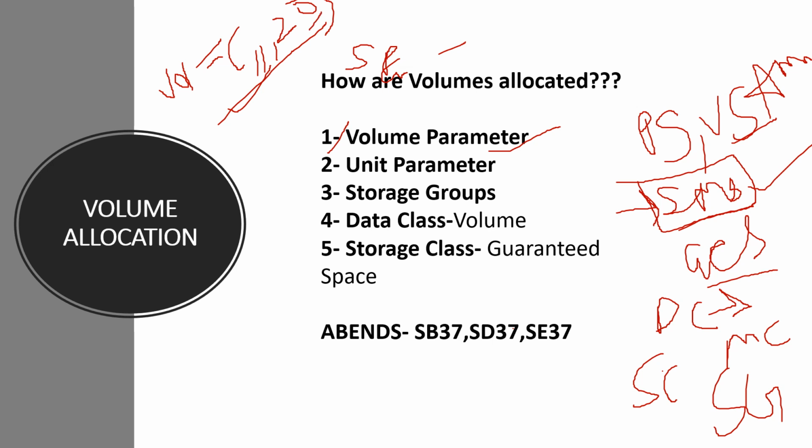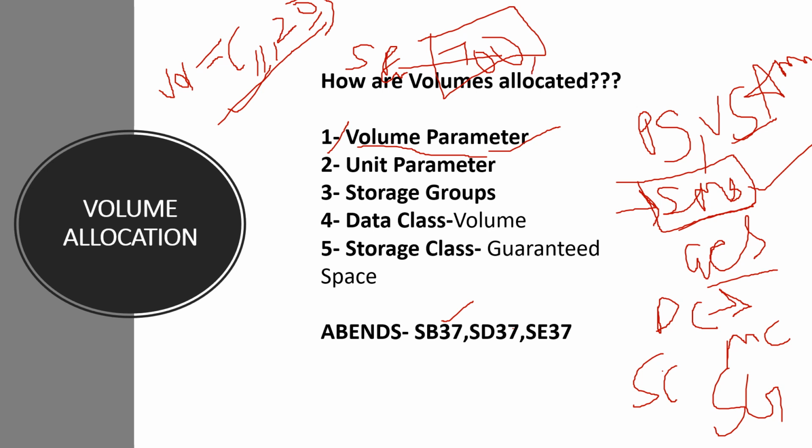Suppose you are facing a batch job failure, sometimes you will see an SB37 abend, which is a space abend. So how do you rectify it? You check the volume parameter, and whether the space is enough, whether this is the space required. But suppose you have given some 1000 comma 1, or 100 comma 50.